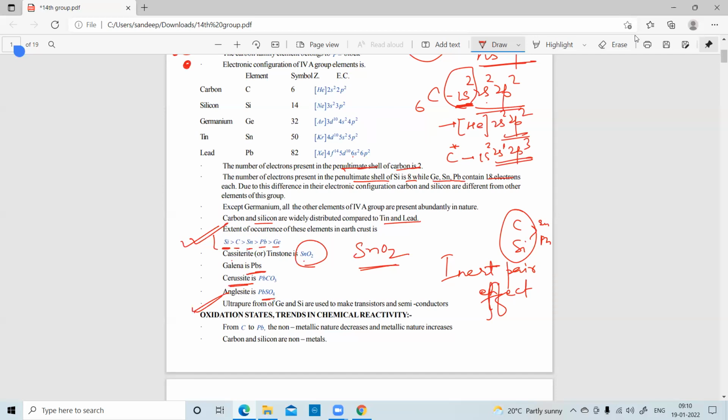Now, trends in oxidation strength and chemical reactivity. From carbon to lead, the non-metallic nature decreases and metallic character increases. As you know, carbon, silicon, germanium, tin, lead, from top to bottom, metallic character increases and non-metallic character decreases. So carbon is a non-metal, silicon and germanium are metalloids, tin and lead are metals.